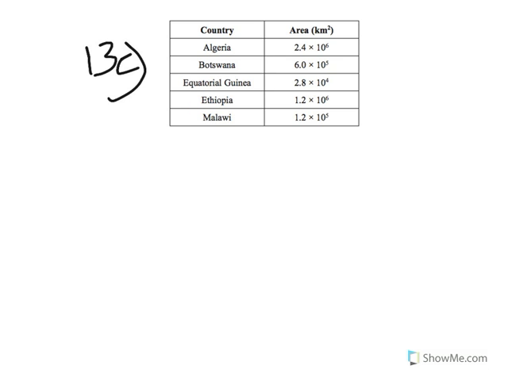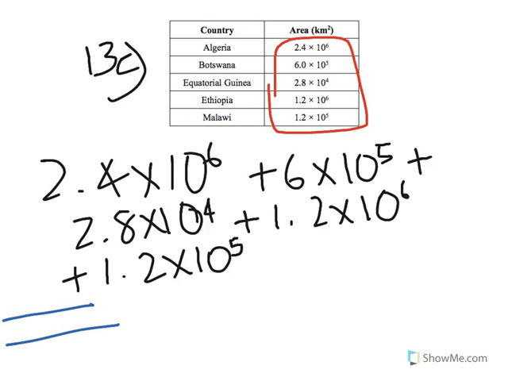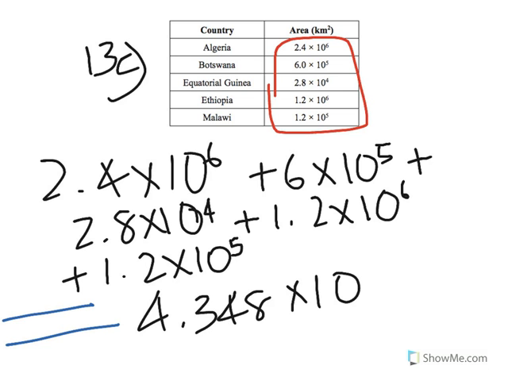Okay, 13C is asking you to work out the area of all 5 countries, giving your answer in standard form. So the total area of all 5 countries is nothing but adding all of these together. So it's 2.4 times 10^6, plus 6 times 10^5, plus 2.8 times 10^4, plus 1.2 times 10^6, plus 1.2 times 10^5. Put this on your calculator, and remember to give your answer in standard form. You're going to get 4.348 times 10^6.